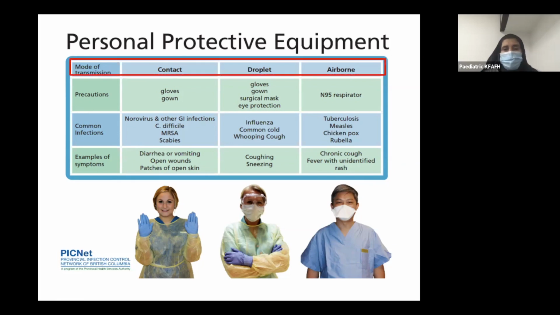And just a reminder, COVID-19 carries contact, droplet, and airborne transmission, and that's why it's not enough to have PPEs like that or like this. It has to be a combination of all.